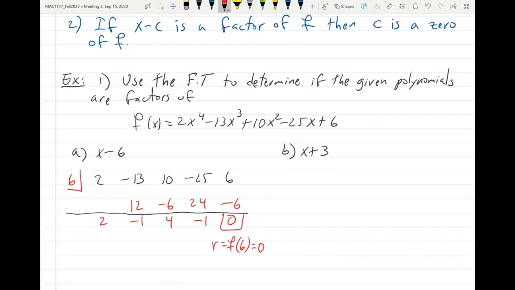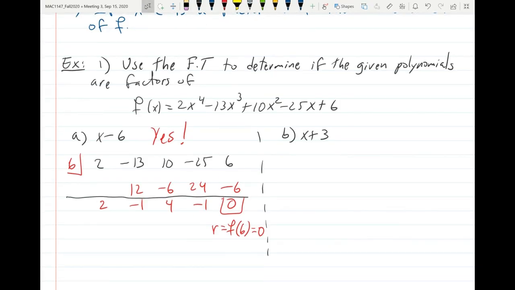So what can we say about x minus 6? Is it a factor or not? Is it yes or no? So it said yes for the first answer, right? So that means x minus 6 is a factor. Good. How about the next one? How about x plus 3? Is x plus 3 a factor?